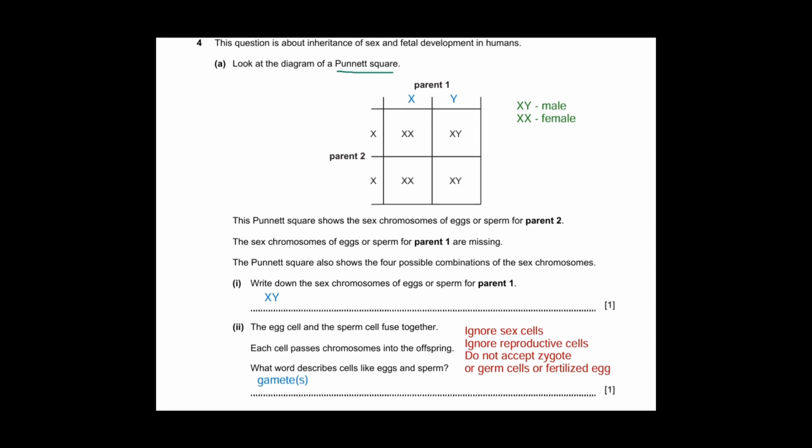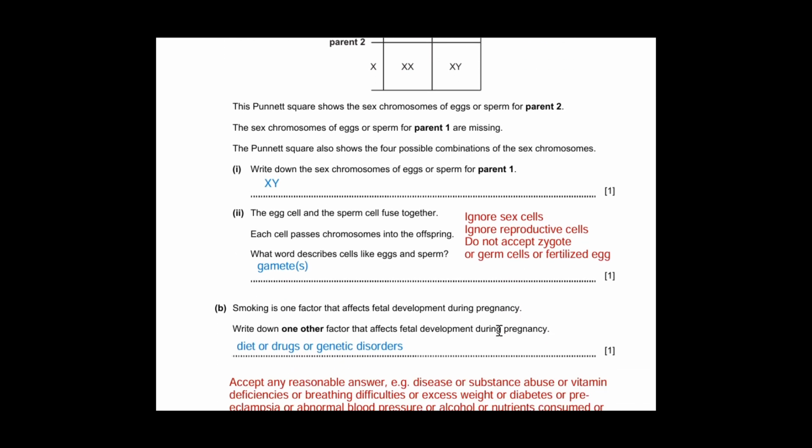But the first question wants us to write them down, and that is 1 mark. So the parent 1 is having XY chromosome. The next question is talking about fertilization, where they talk about fusion of male and female gametes.